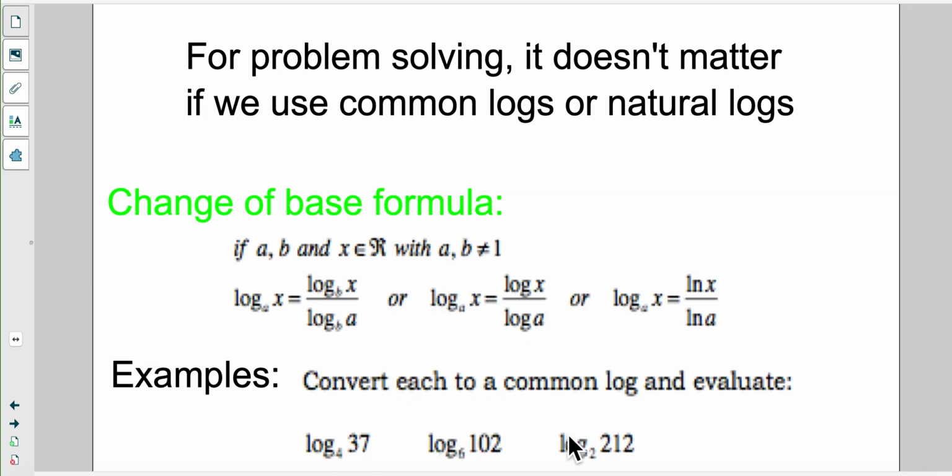So you guys can do these 3 problems and you can check it with the person next to you. You can also do a common sense check, like 4 to the what power is 37 and that stuff. But try these on your calculator, get an answer, check it with the people around you, and then you can move on.